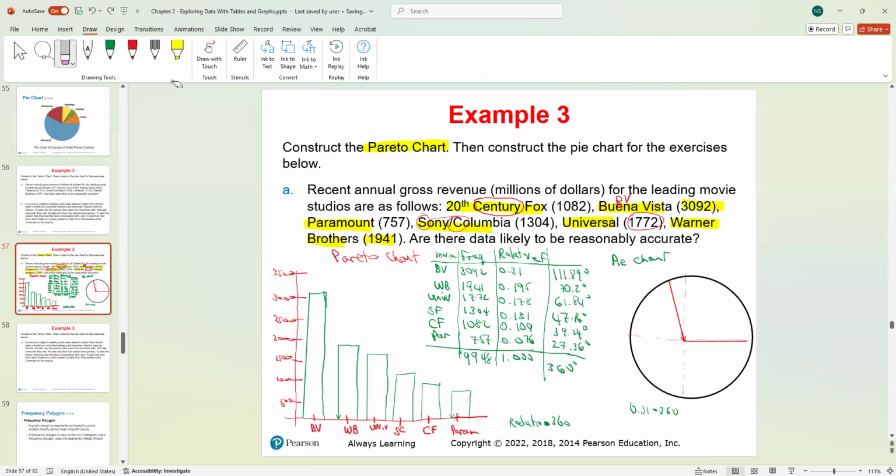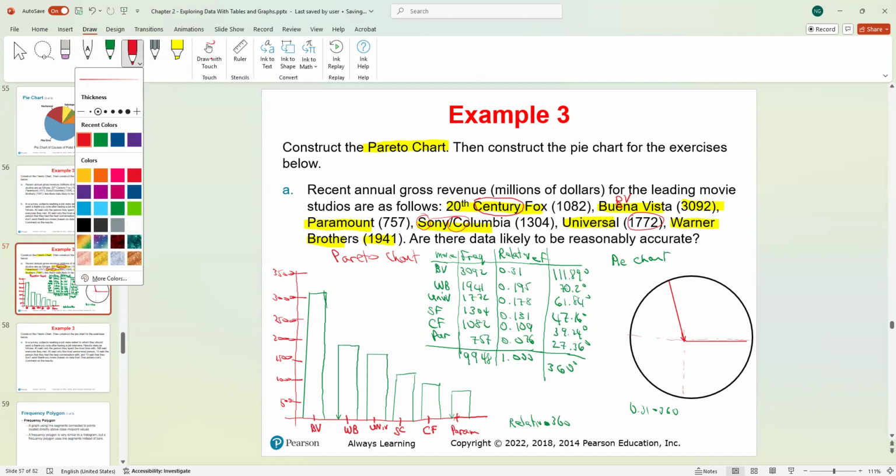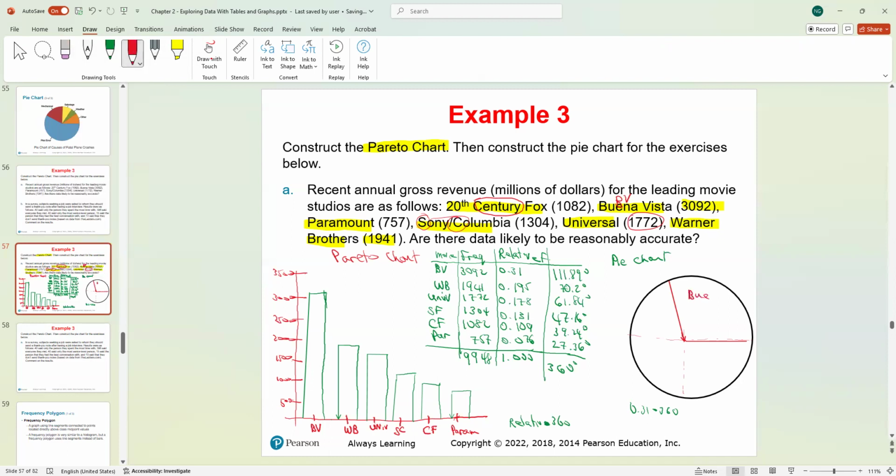I would consider this to be fine, okay? So for me, this part right here would be Buena Vista. For Warner Brothers, 70 point something, because I sketch it, maybe 70 point something would be like this from the middle. So that's Warner Brothers.